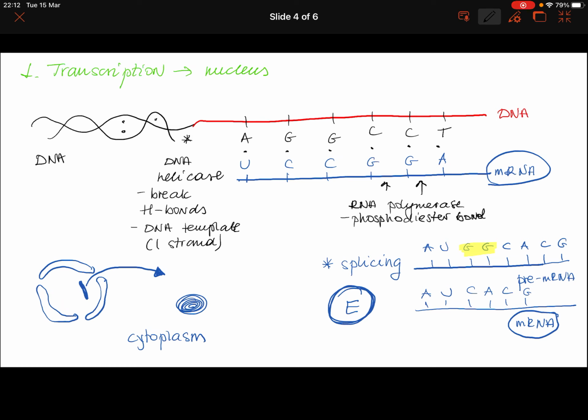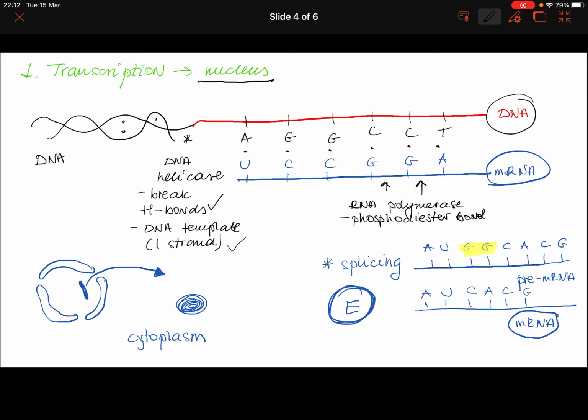Okay, so one more time, transcription is the process that allows the formation of mRNA from the DNA. It happens in the nucleus. DNA is going to unzip thanks to the enzyme DNA helicase, which has the function to break the hydrogen bonds and allow DNA to act as a template for the process of transcription. Remember, only one strand of DNA has the ability to do so.